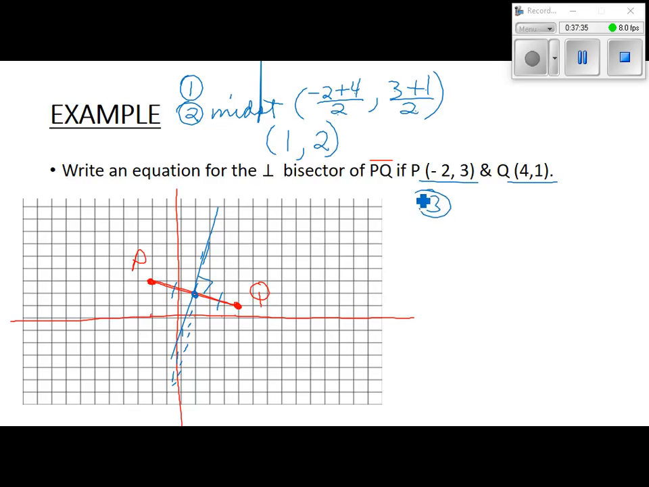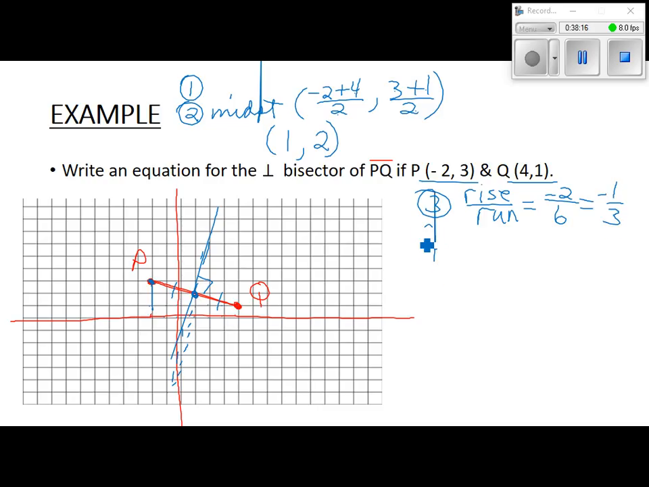So step 3 said find the slope of the original segment. So we're going to find the slope of segment PQ. Well, if I start here at P, I go down 2. Remember, slope is rise over run. So I just said I go down 2, so that's going to be a -2. And then we count our run, 1, 2, 3, 4, oops, I'm down too far. 1, 2, 3, 4, 5, 6. So we go to the right 6. And that reduces to -1/3.